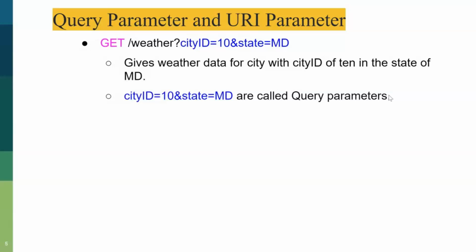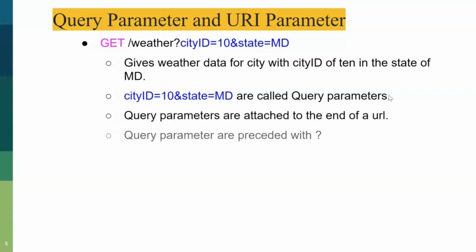And the city ID equals 10 and the state equals Maryland. These are called query parameters. In this case, we have two query parameters, city ID and state, and we concatenate them using an ampersand. This means "and". Query parameters are attached at the end of the URL, as you can see, and they are preceded with a question mark. So we can have multiple query parameters. It depends on the API. With some APIs, a query parameter could be optional. Some parameters could be required.